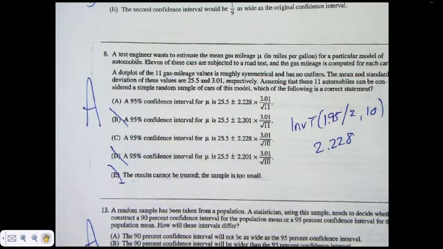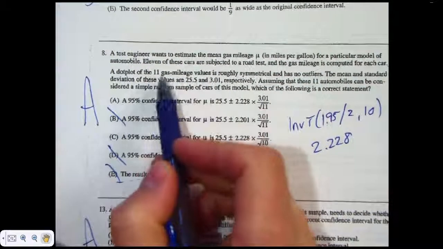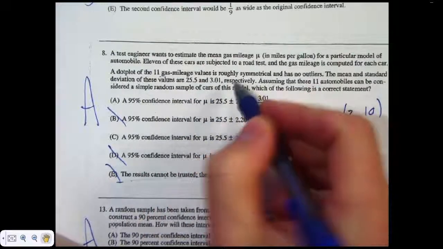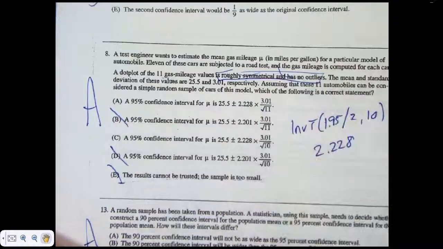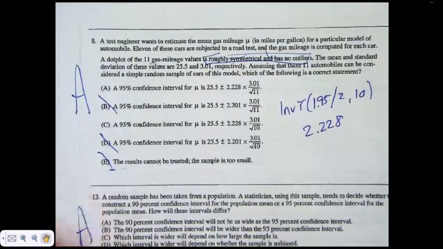There's 3 conditions. Is the population normal? Does it say in there the population is normal? It doesn't. Then, if that's not the case, you need a big enough sample size. Are you good? Okay. Do we have a big enough sample size? We do not. But if that's not the case, we're still okay if our small sample is approximately normal, and it does say that in here. A dot plot of the 11 gas mileage values is roughly symmetrical and has no outliers, so they're telling you it's approximately normal and you're okay.